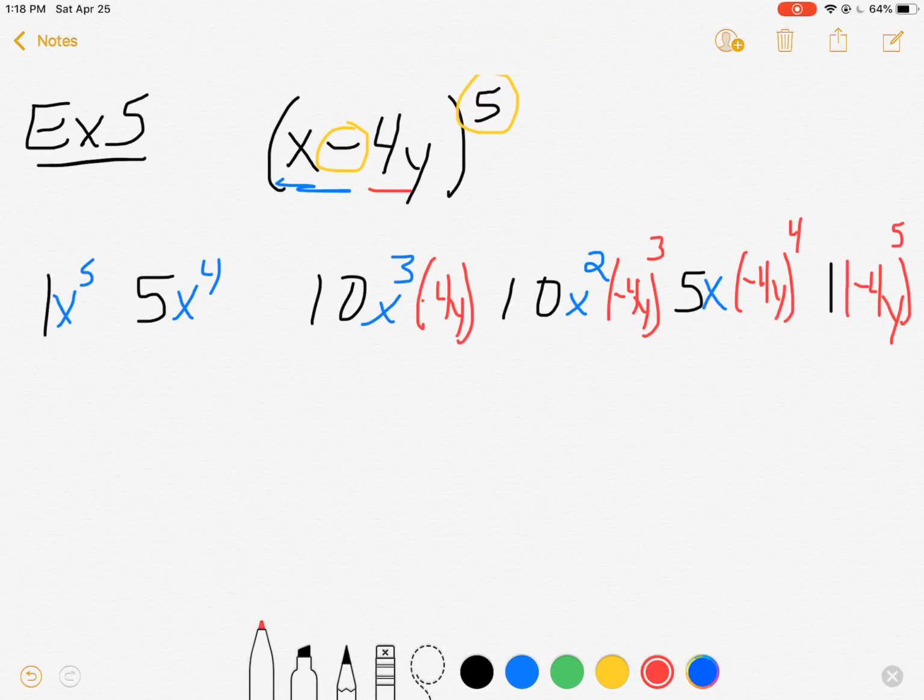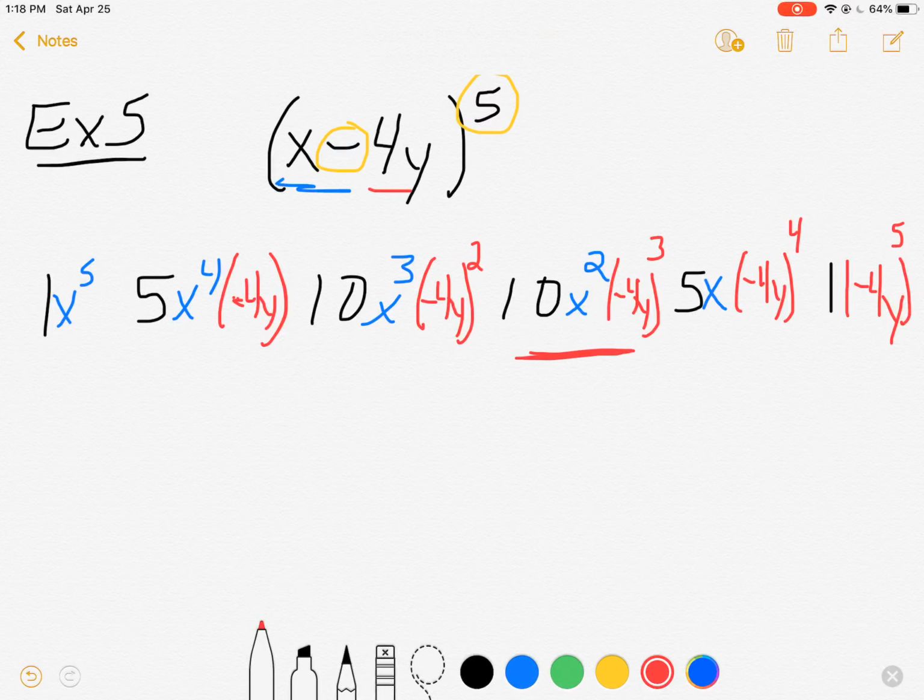Negative 4y to the 2nd. Negative 4y to the 1st. Now I usually don't take the negative along with it because when a binomial has a minus sign in the middle, it just means that signs will alternate. So I usually don't even pay any attention to the negative.